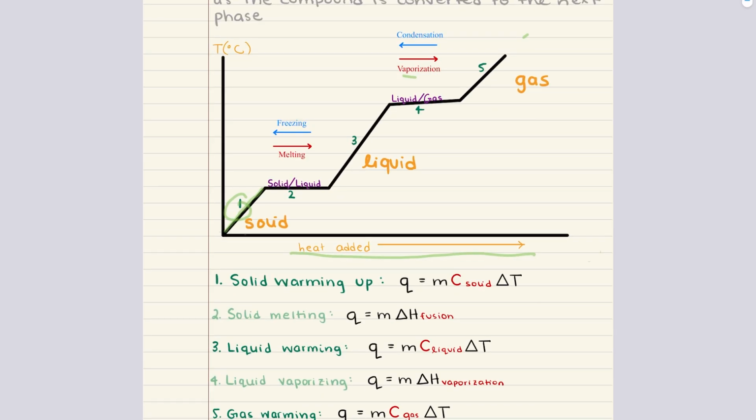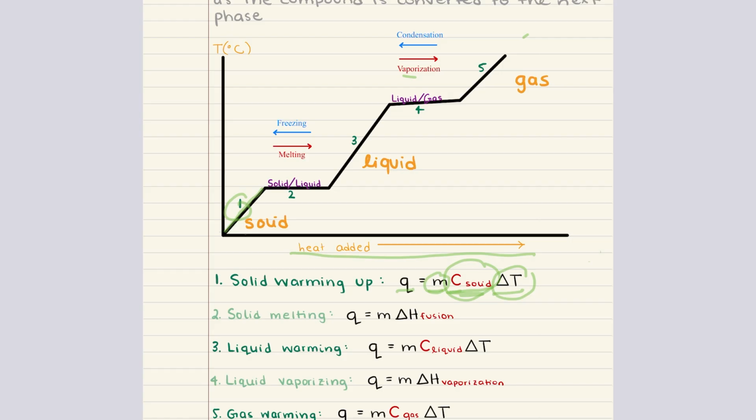The equation that's used here to calculate heat is Q = m c_solid ΔT, where m is the mass of the substance, c_solid is the specific heat capacity of the solid phase, and ΔT is the change in temperature. For ice, that value, c_solid, is equal to 2 joules per gram times Celsius.